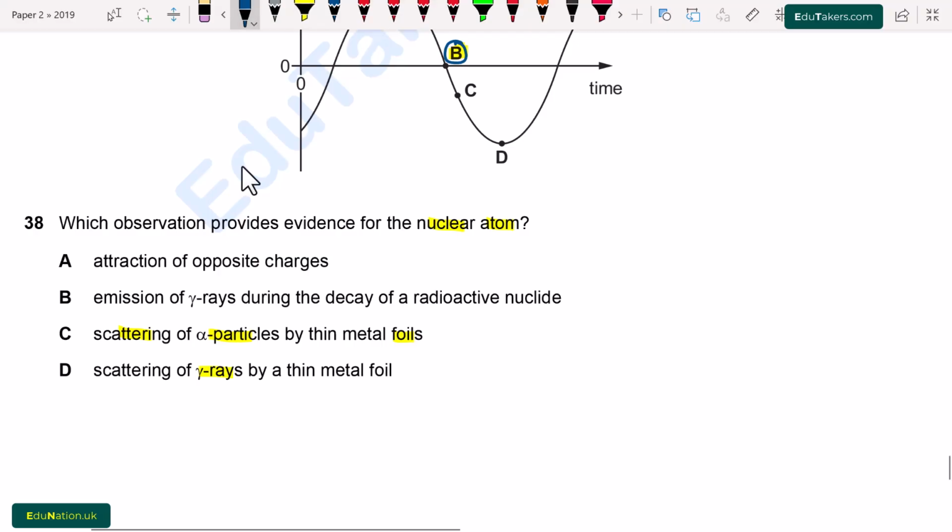This is basically the Rutherford scattering experiment. He used the alpha particles. So there should be the scattering of alpha particles by the thin metal foil. Option C is correct.